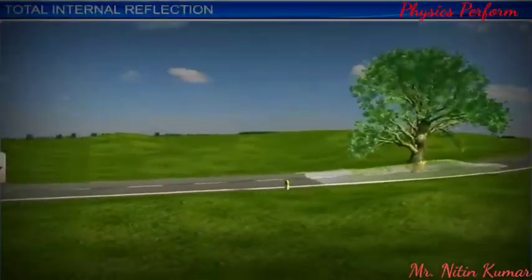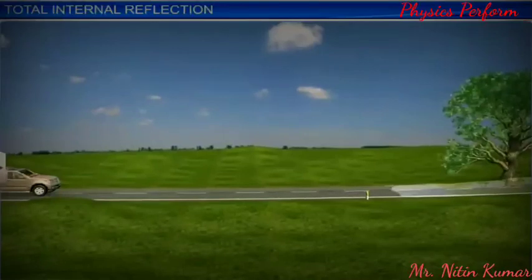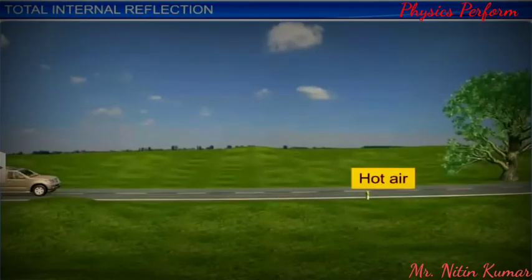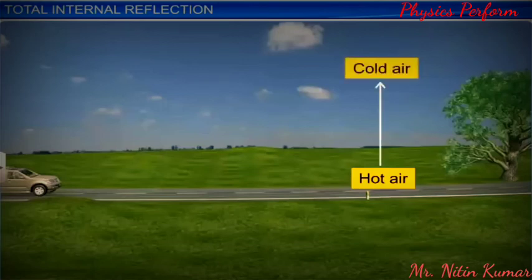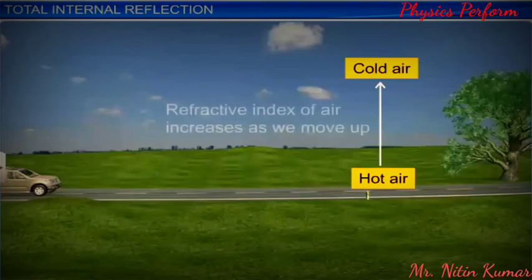During a hot summer day, the layer of air nearest to the surface of the earth is hottest. And as we move up from the ground, we come across layers of air with decreasing temperature. As a result, the refractive index of different layers of air increases as we move up. Hence, layers of hot air near the Earth's surface are optically rarer than the layers of cold air a little above it.